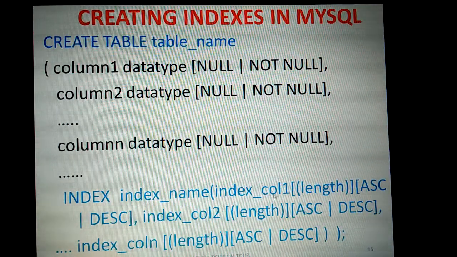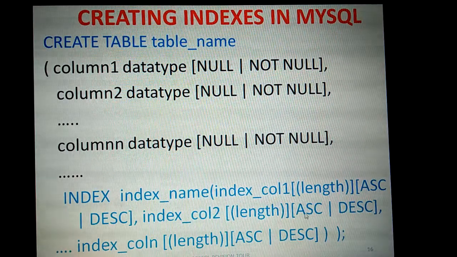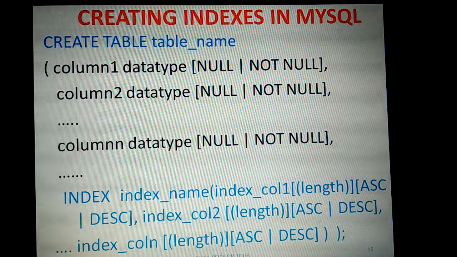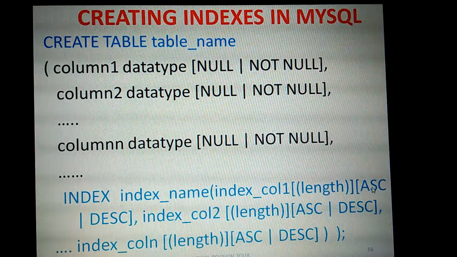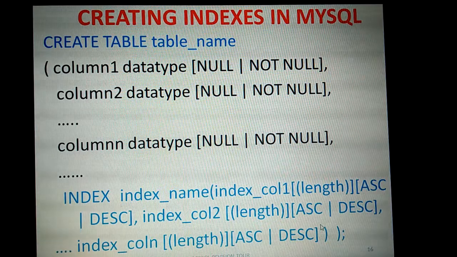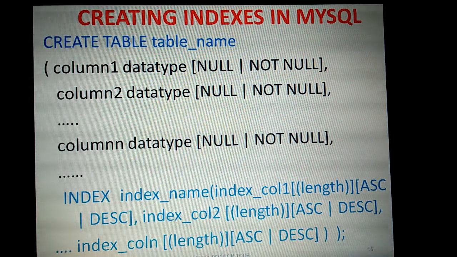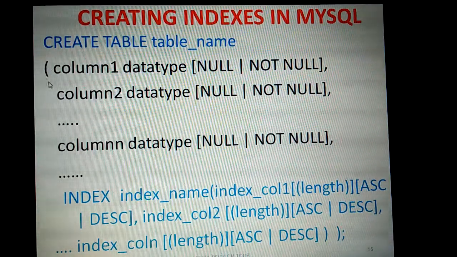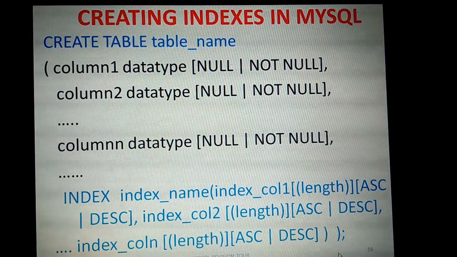So index column 1, column 2, column 3, whichever columns you are going to choose as index fields, those column names you can give. You can also specify the order, ascending or descending, and then close the parenthesis. For this opening parenthesis, you close the parenthesis here, and for the other opening parenthesis you close it at the end. At the end you can give the semicolon.